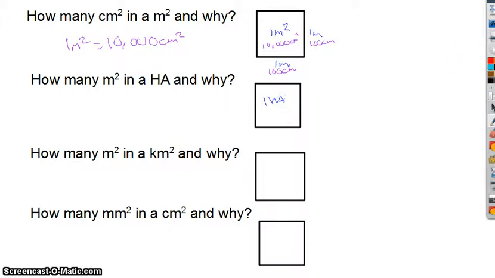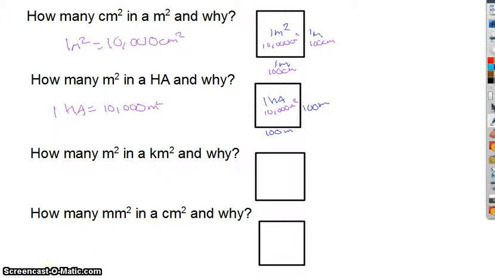Now, 1 hectare is 10,000 square metres, which comes from it being 100 metres by 100 metres. So this one is also 10,000, but this time it's metres squared. So 1 hectare equals 10,000 metres squared.